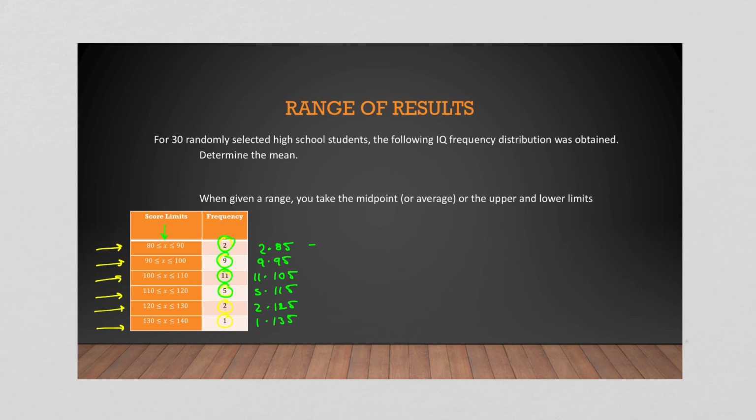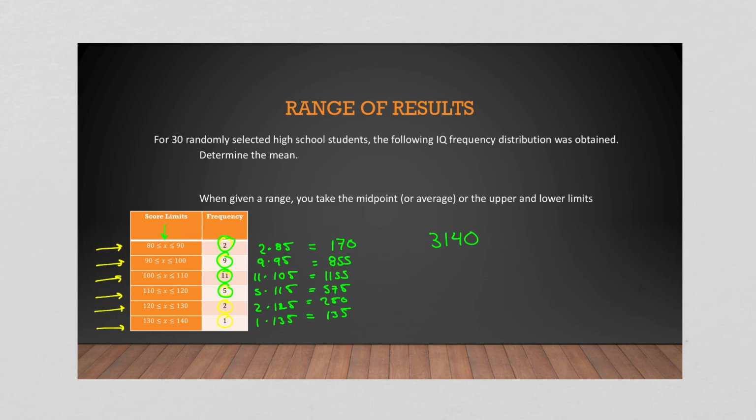So now if we multiply all those up, you end up with 170, 855, 1155, 575, 250, and 135. Now we're taking the average. So we total all those numbers up and we get 3,140.